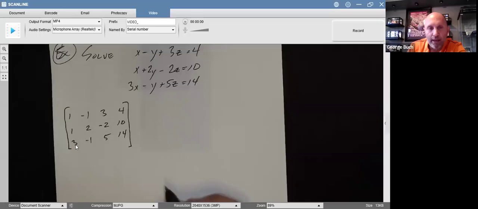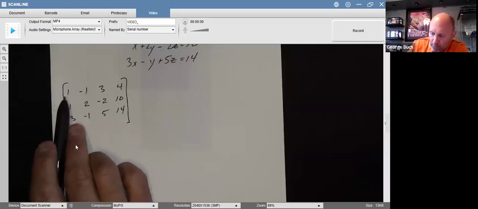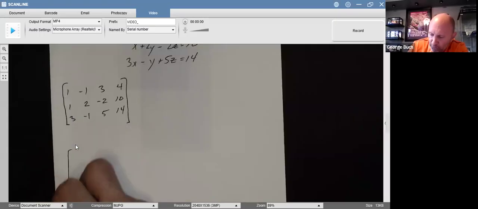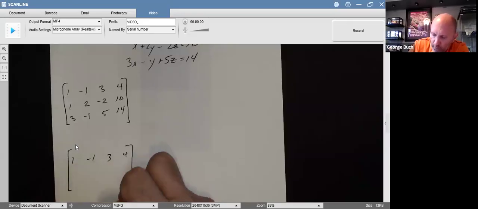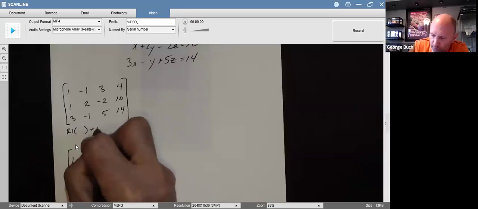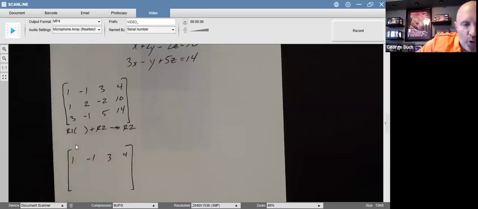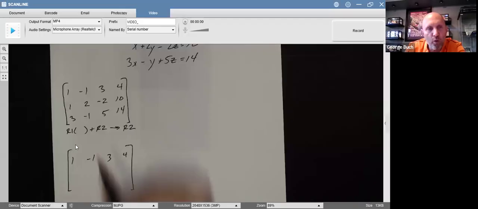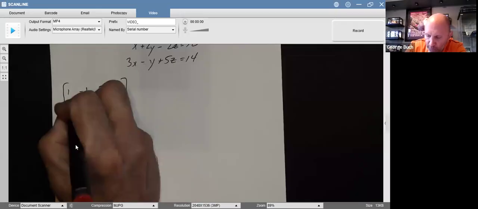So now, ideally, I want a 1 in the upper left. I have that, that's great. So I'm going to leave the first row. And I'm going to do row 1 times something plus row 2 to give me a new row 2. So remember how I said row 1 with row 2 to get a new row 2? That's what we're talking about here. So what do I need to multiply row 1 by so that when I add it to row 2, I get a 0? Because I want to get a 0 here, right?